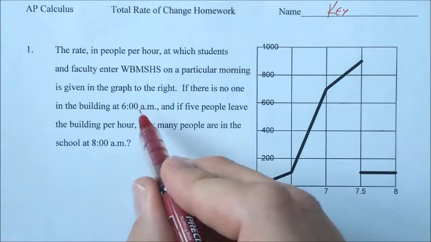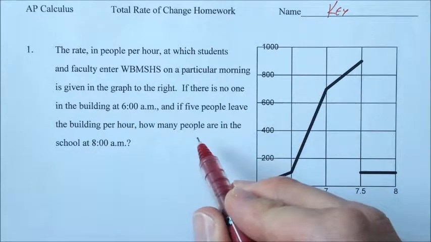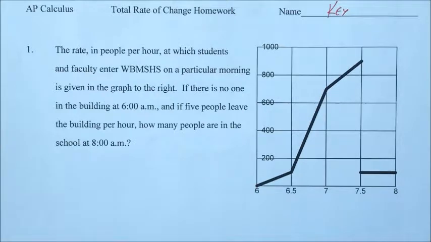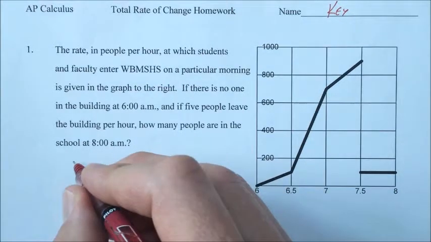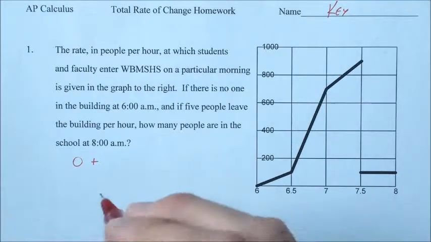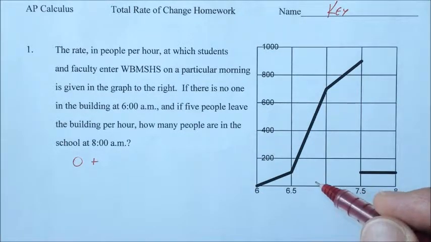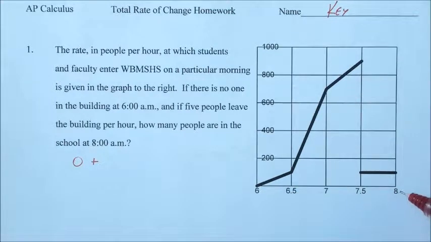Nobody's in the building at 6 a.m. 5 people are leaving the building per hour. How many people are in the school at 8 a.m.? Okay, so we know that we have 0 people to begin with, and we're going to add in the integral, the total change from 6 to 8.